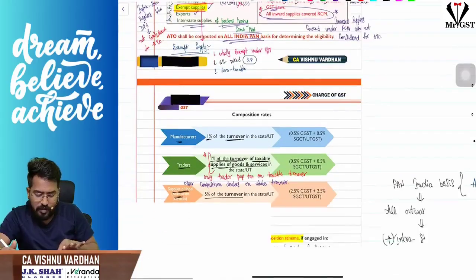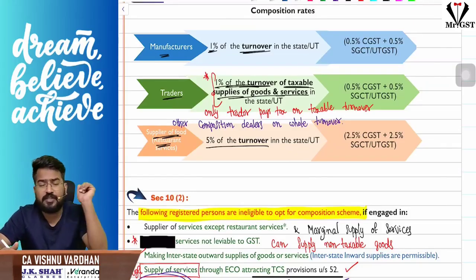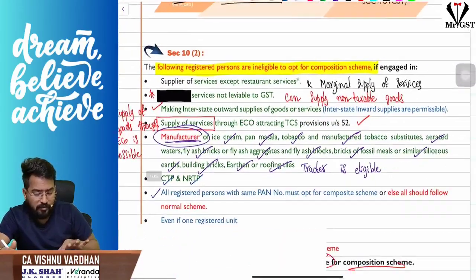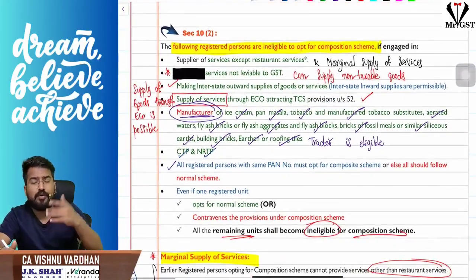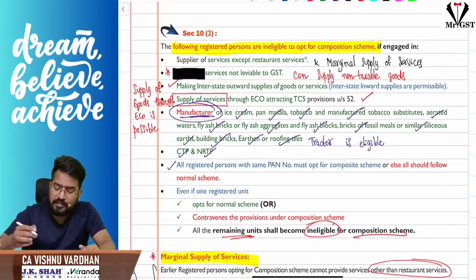Okay, sir. Now coming to the point, as I was telling, we have discussed tax rates, composition tax rates. Composition tax rates are 1%, 1%, and 5%. But if it is section 10 subsection 2A, it is 6%. We have discussed that also. Next, the important thing, sir, who cannot go for the composition scheme? Who cannot opt for the composition scheme under section 10 subsection 1?